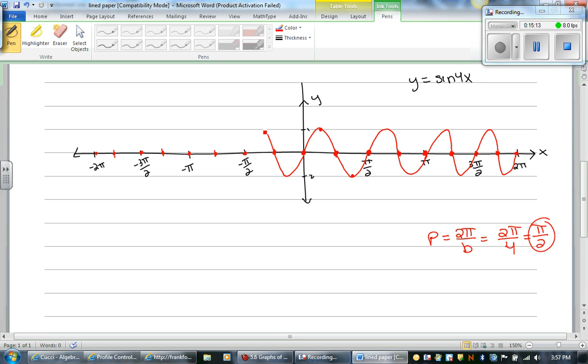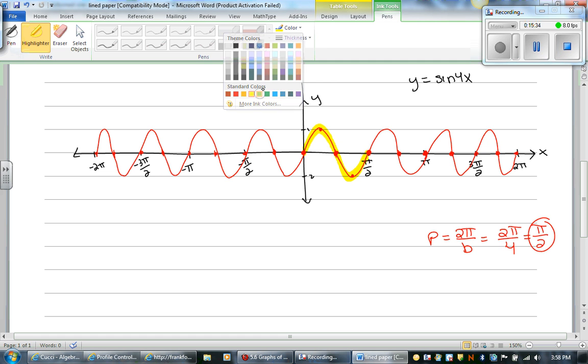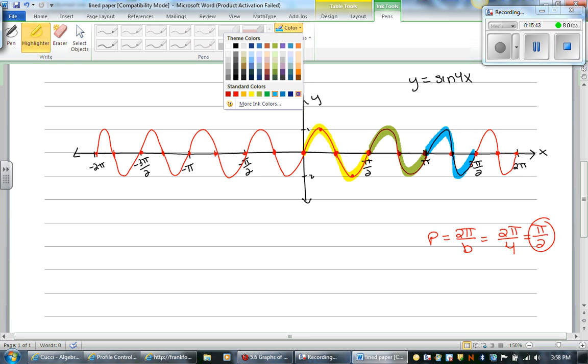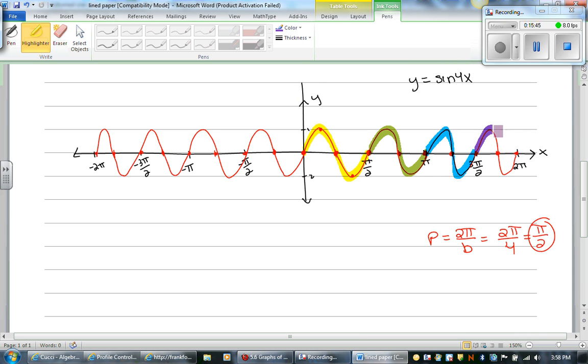Minimum, maximum, minimum, maximum, minimum, maximum, minimum, maximum, 0. And I know it's a very ugly curve. I apologize. Okay, so essentially what I have done here is I have one full curve here. Here's my second one. Here's my third one. And here's my fourth one.